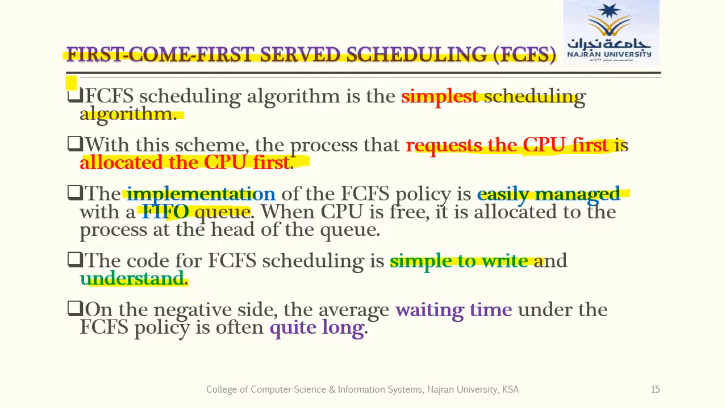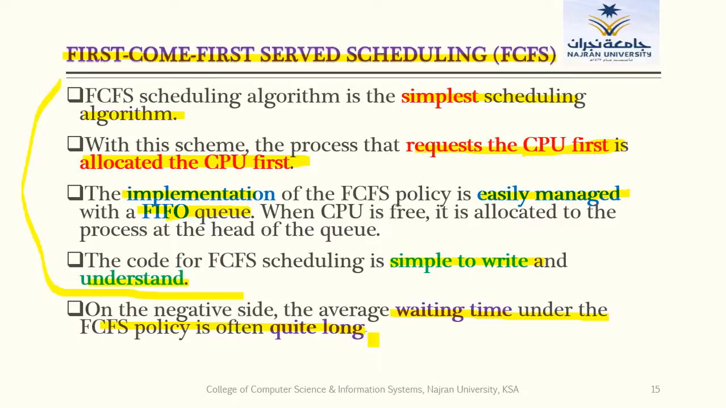Okay, so these 4 points say that in first come first serve, the process that comes first, we will execute first. It's very easy to implement, very simple to write and understand. But we have some disadvantages also, and one of them is that the average waiting time under the first come first serve policy is quite long.